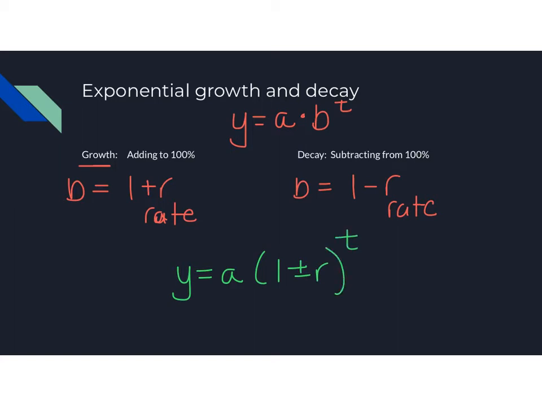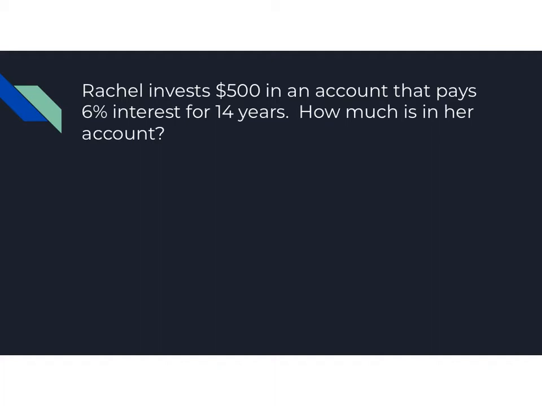Again, a, which we've talked about many times before, is your initial value. That's your initial payment, your initial investment, your initial bacteria population, whatever we're talking about, your starting value. That's going to correspond to your y-intercept as well. So let's look through some story problems.